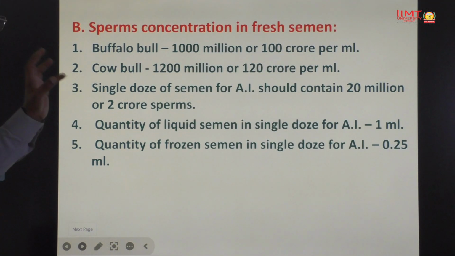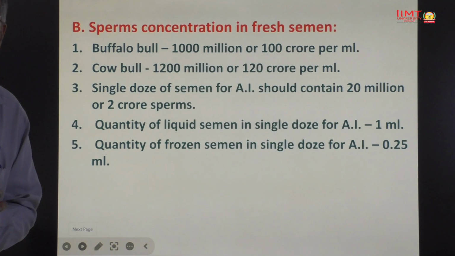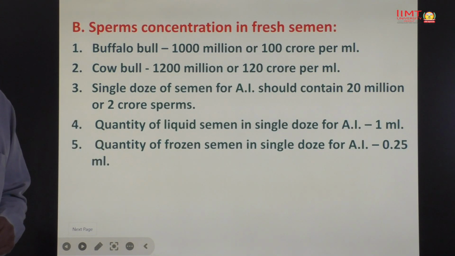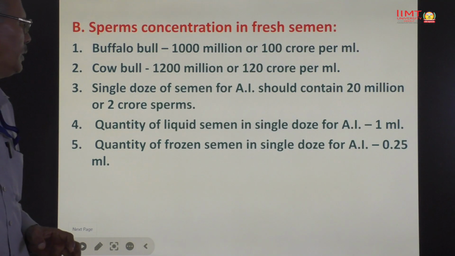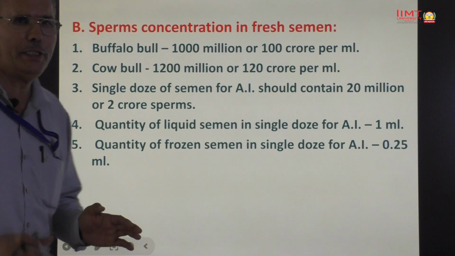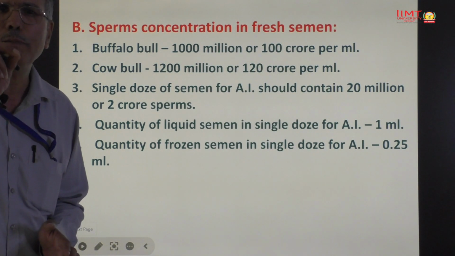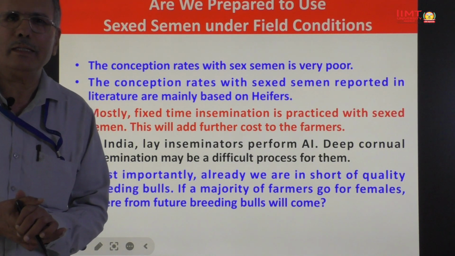The single dose of semen for artificial insemination should contain 20 million or 2 crore sperms. Quantity of liquid semen in single dose for AI is 1 ml, whereas quantity of frozen semen in a single dose is 0.25 ml.